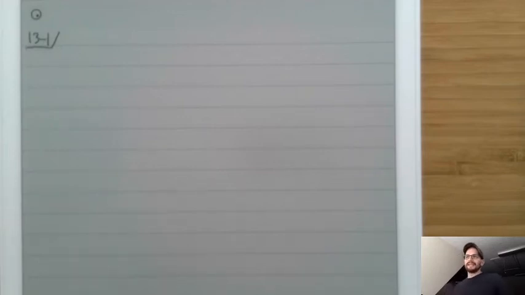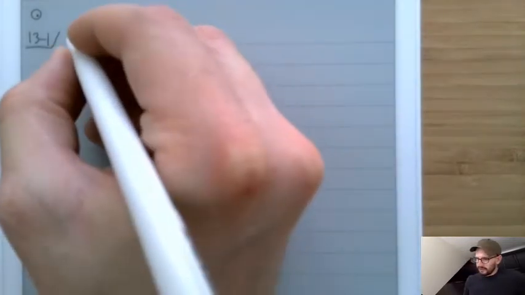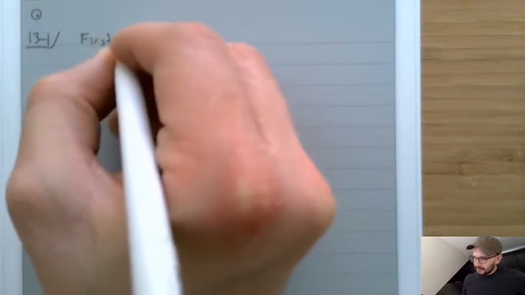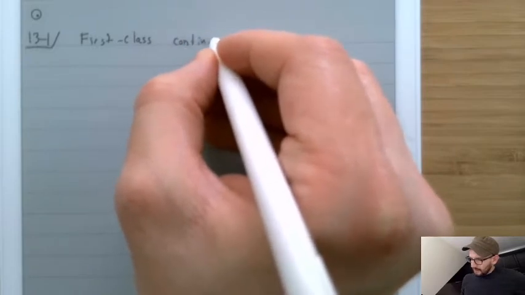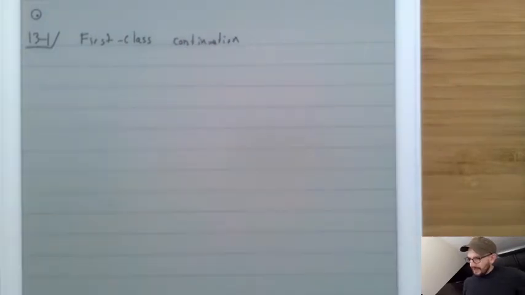Last time we added error handling to our language via the unconditional aborts and the throw and try catch functionality. Today what we're going to see is that those features are actually special cases of a more powerful underlying feature. This underlying feature is called a first class continuation.